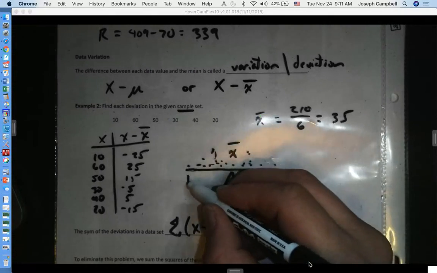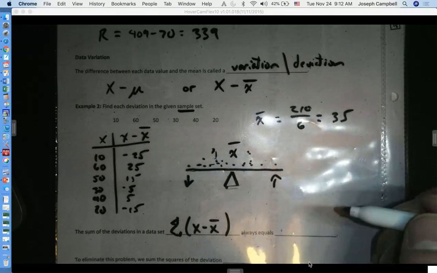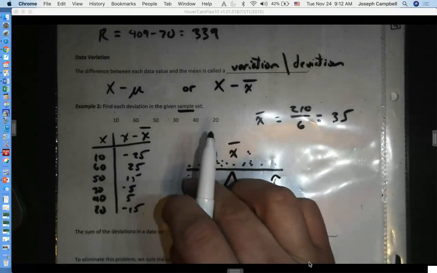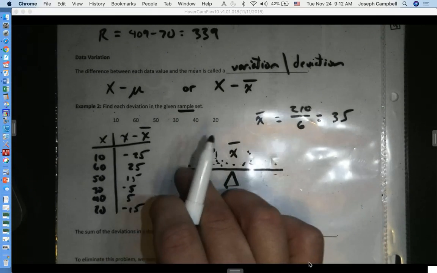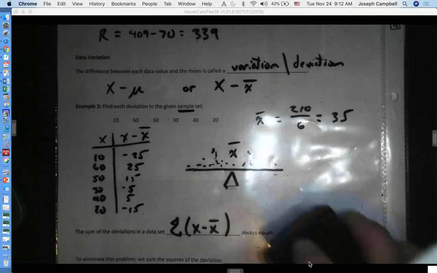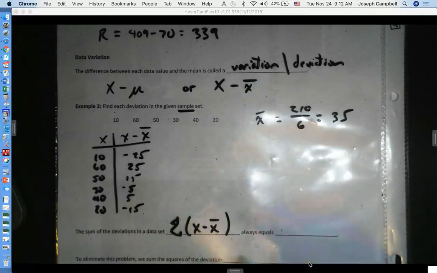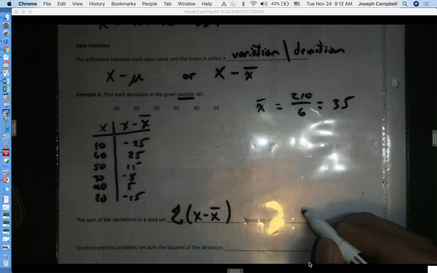Otherwise, the force of gravity, if this were a seesaw, would pull it one way or the other, right? And I would have an unbalance and end up with something which is not in equilibrium. So it's a nice physical example of what a mean is and why it does that. If you do find the variation or deviation from the mean, it does always equal 0.